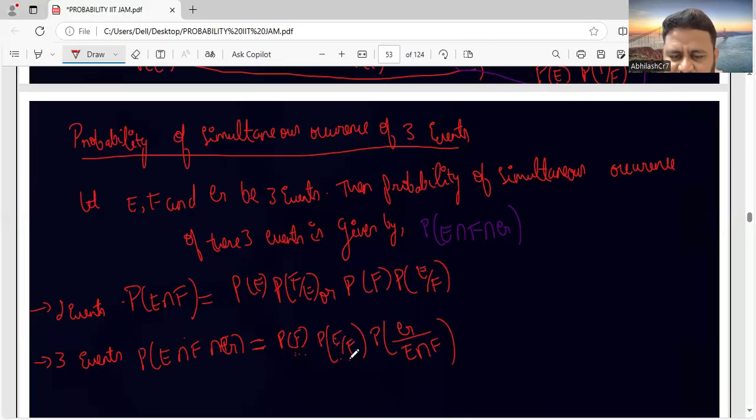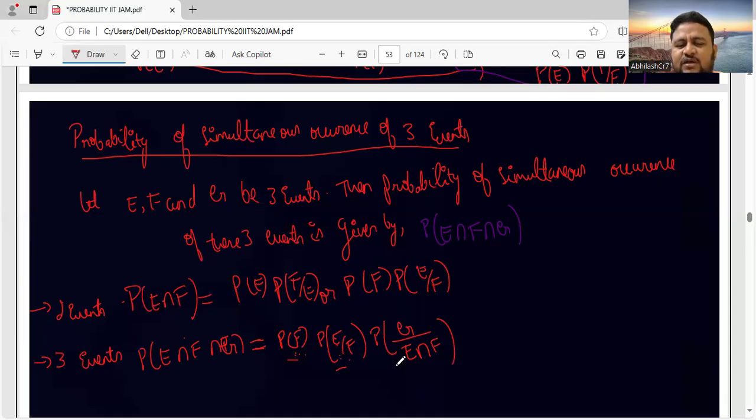Event F has already occurred, and we want the probability of event E occurring. Event E is yet to occur, F has already occurred. So for that, we will use this formula, which we have used in conditional probability also. Now, after these two, events E and F have already occurred. Now you have to find the probability of G with respect to E and F, that is, the probability of G given E intersection F. So this is the formula for three events, friends.